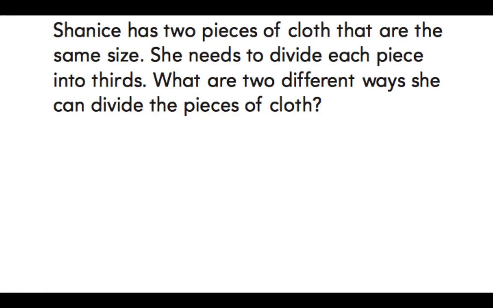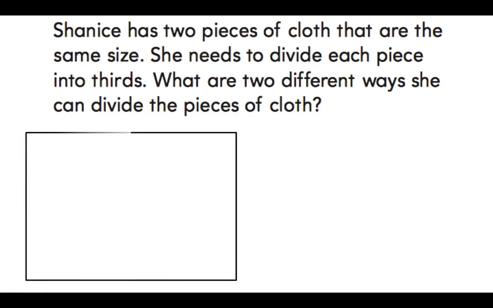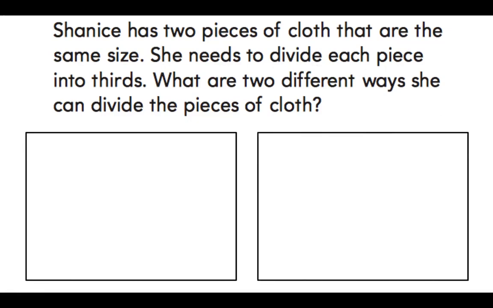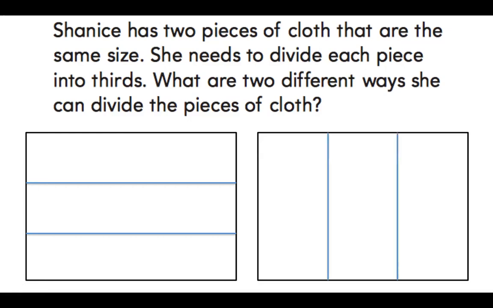All right, friends, here's what I did. I drew one rectangle and I drew another rectangle because she has two pieces of cloth. Then the first one I divided in thirds with 3 equal parts by making sideways lines. And the second one, I made up and down lines. Both cloths show thirds.